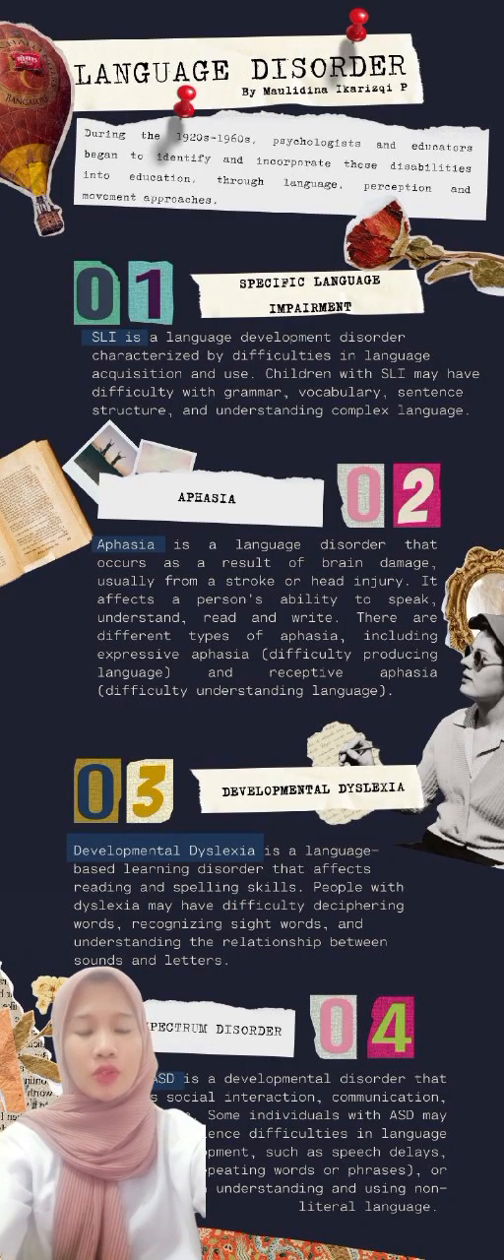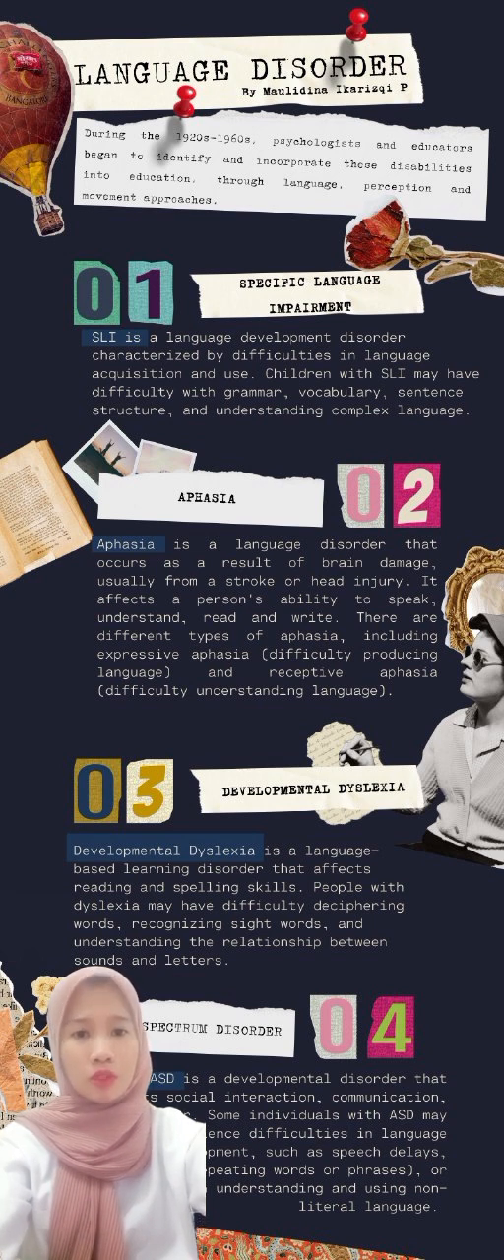So, a brief history of learning and language disorder dates back to the 19th century in Europe. Medical experts examined the relationship between brain injury and learning and language disabilities. During the 1920s until 1960, psychologists and educators began to identify and incorporate this disability into education through language perception and movement approaches.